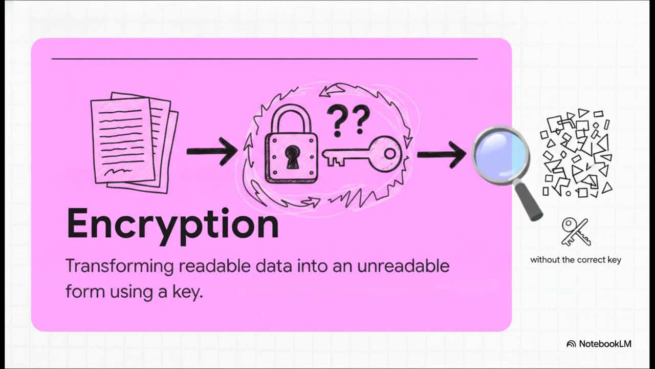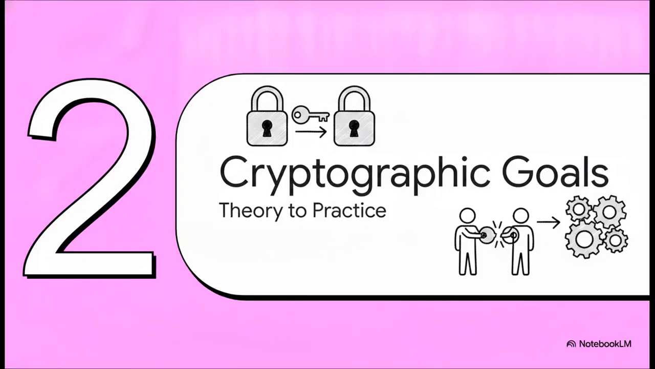Now, right at the heart of achieving that confidentiality goal is encryption. It is the process of transforming readable data, which we call plain text, into an unreadable form, known as ciphertext, using a key. It ensures that literally no one can understand your data without possessing the correct key to reverse that scrambling process. If you don't have the key, that ciphertext just looks like a random, completely meaningless sequence of bits. It's just noise.